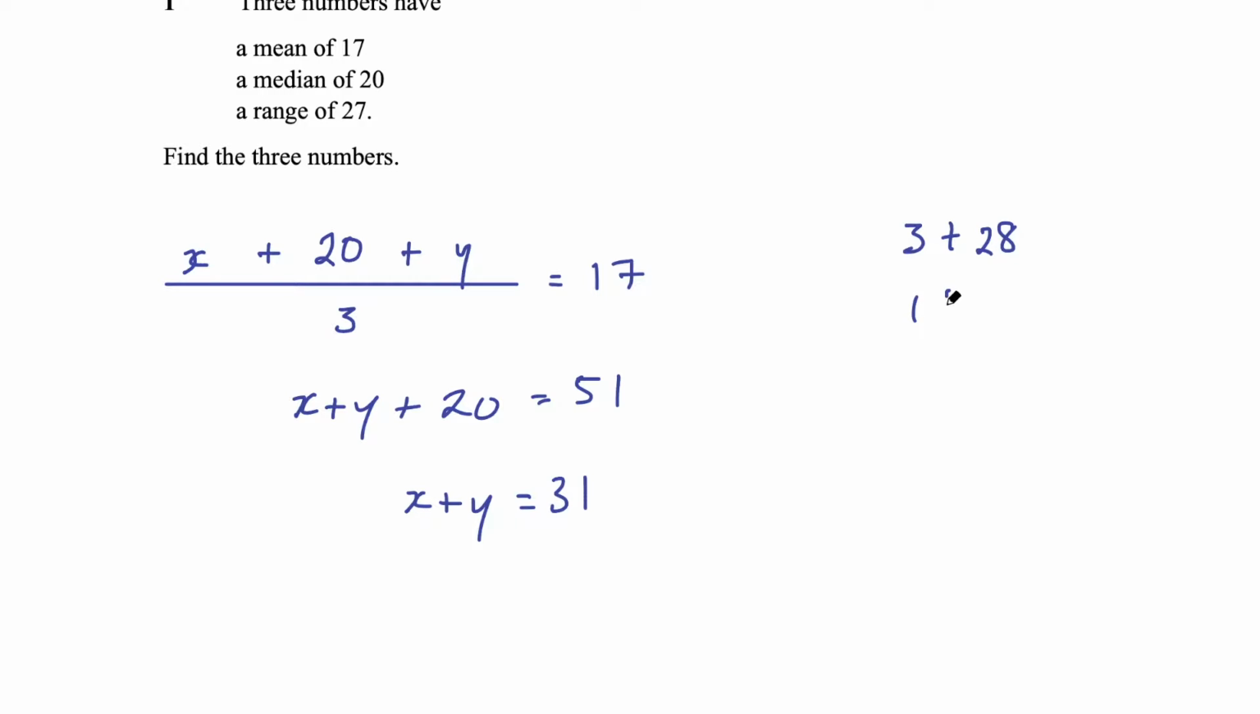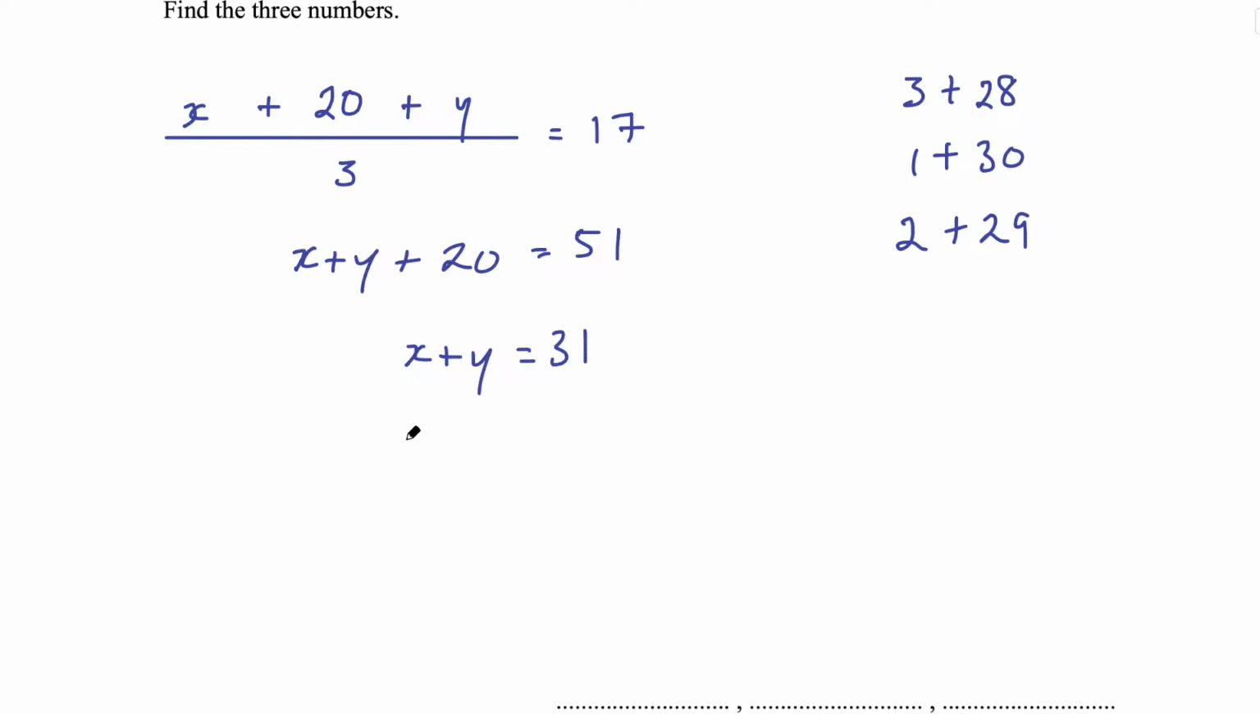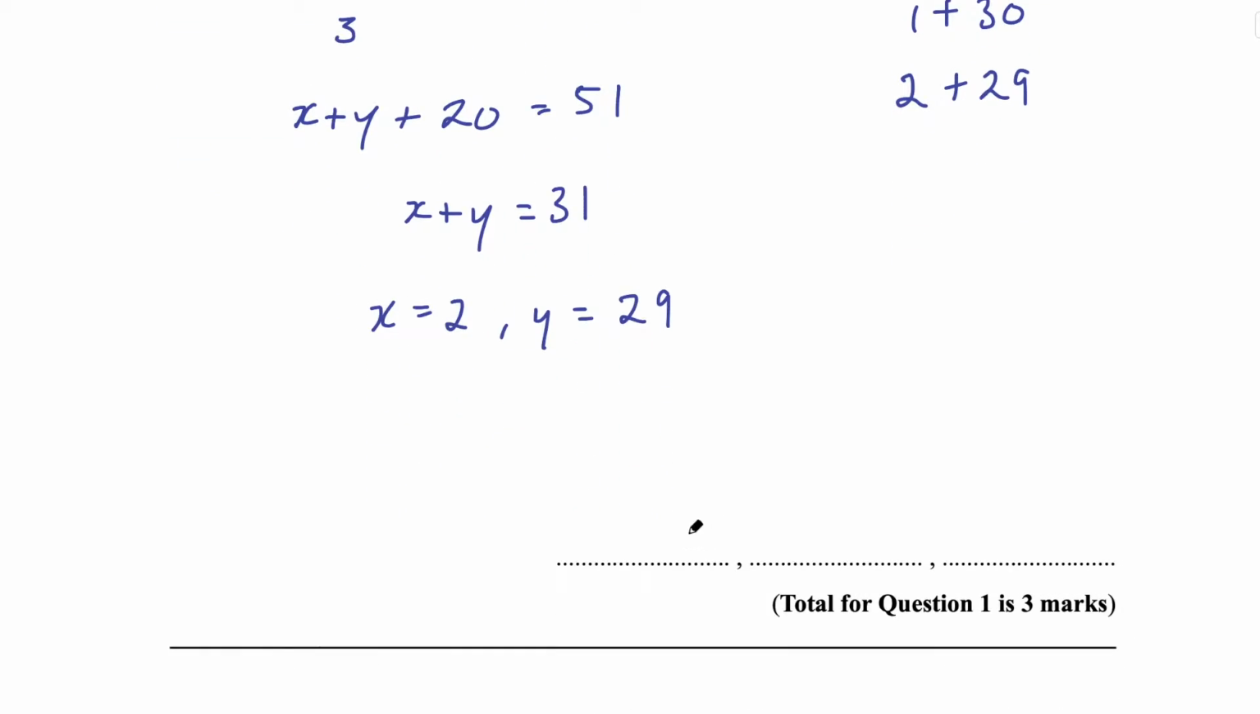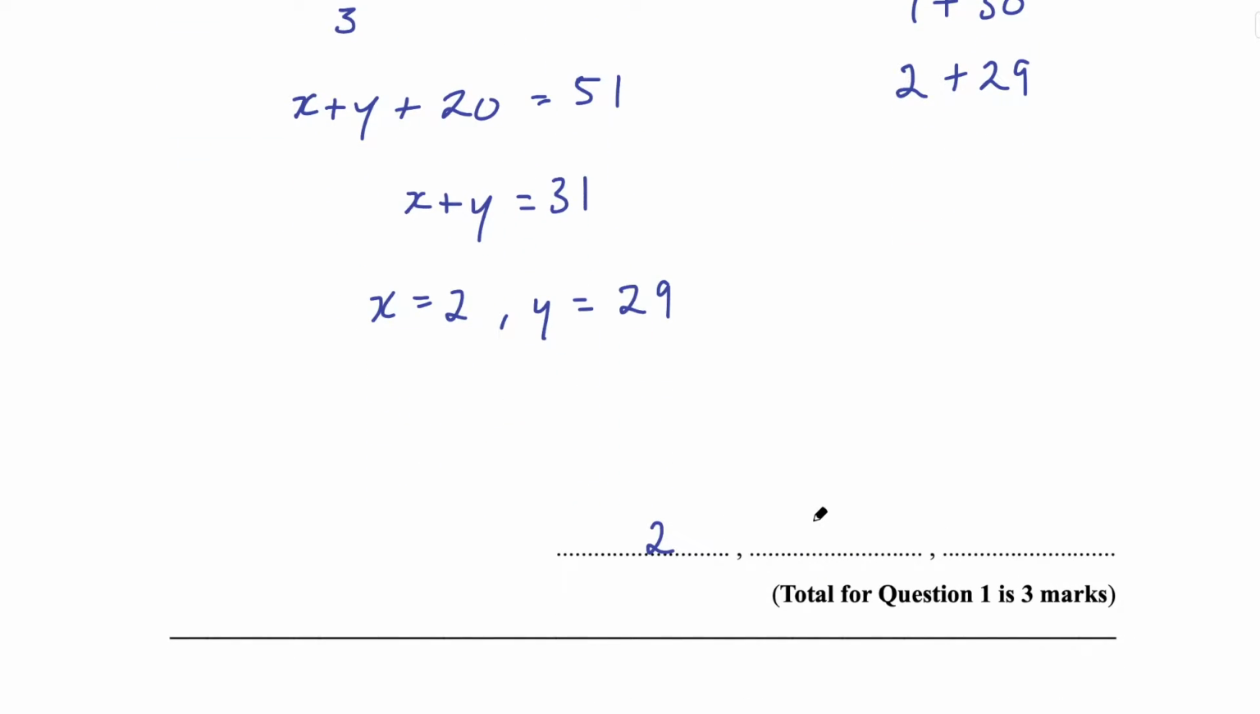Then you could try maybe 1 plus 30. Okay, that makes 31, but the difference there is 29. And then try 2 plus 29. 29 plus 2 is 31, and the difference there is 27. So then you know that those 2 numbers are x equals 2 and y equals 29. And we know the middle number is 20. So therefore the 3 numbers must be 2, 20, and 29. Okay, that was question 1 for 3 marks.